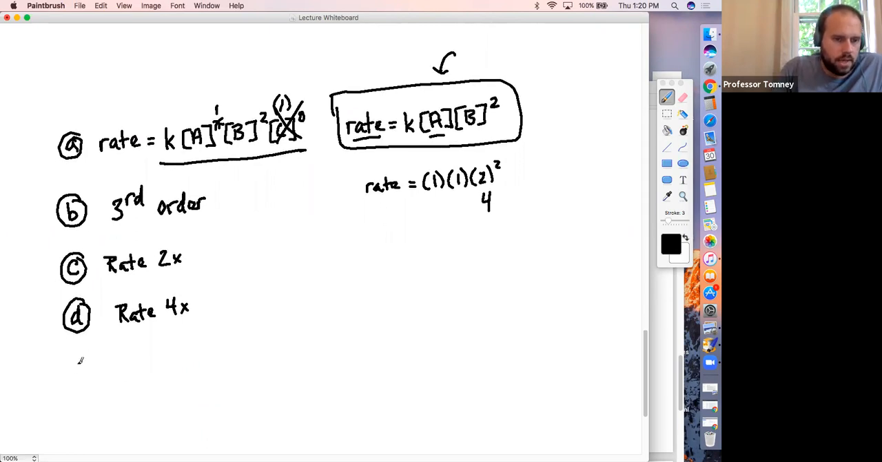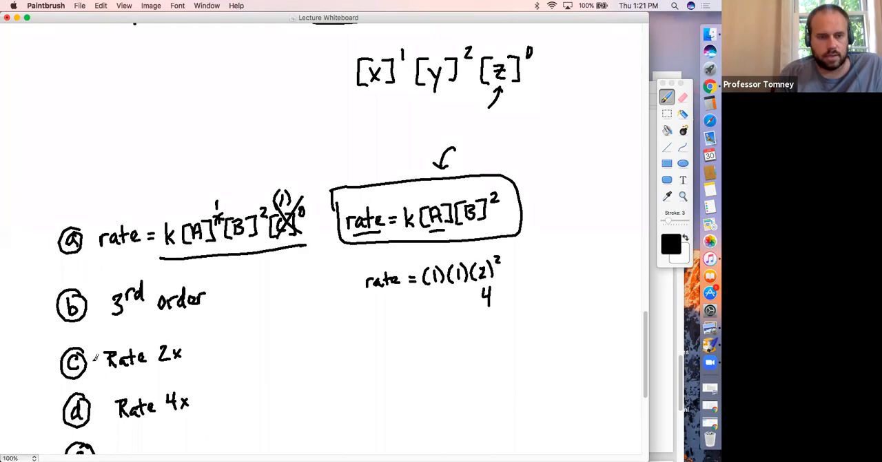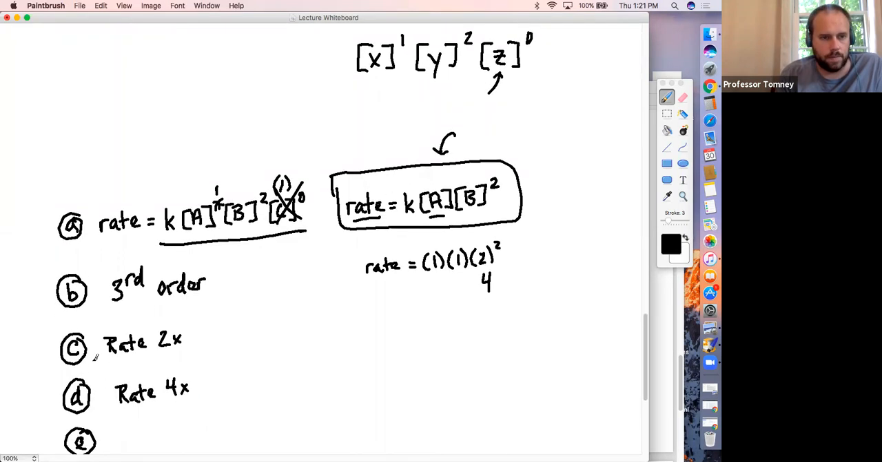All right, now E wants you to do it with C. So it says now you're going to change the concentration of C and you're going to hold the others constant. So what's going to happen in a case like that? Well, C is raised to the 0th power, meaning it's completely absent here. It doesn't even affect the rate, right? If it doesn't appear in the proper rate law, then it can't affect the rate.